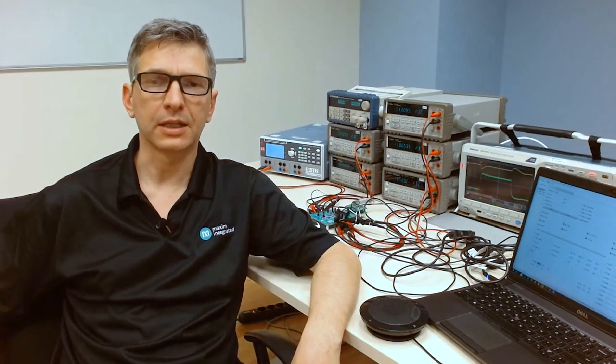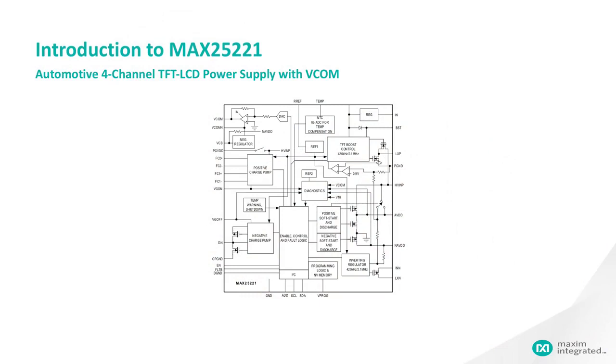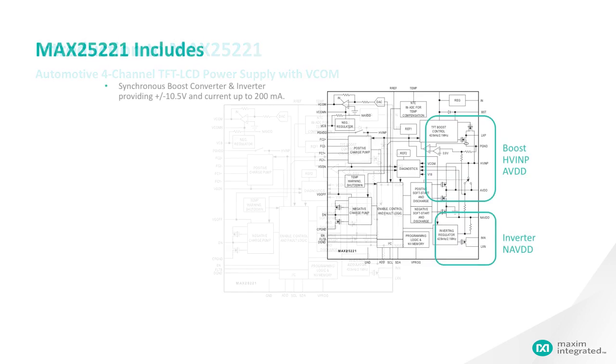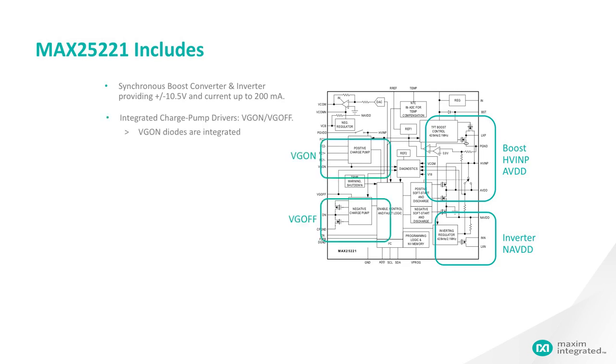Let's start with the introduction. MAX25221 is an automotive 4-channel TFT LCD power supply with VCOM buffer. MAX25221 includes a synchronous boost converter and inverter, providing plus and minus 10.5 volts and current up to 200 mA.